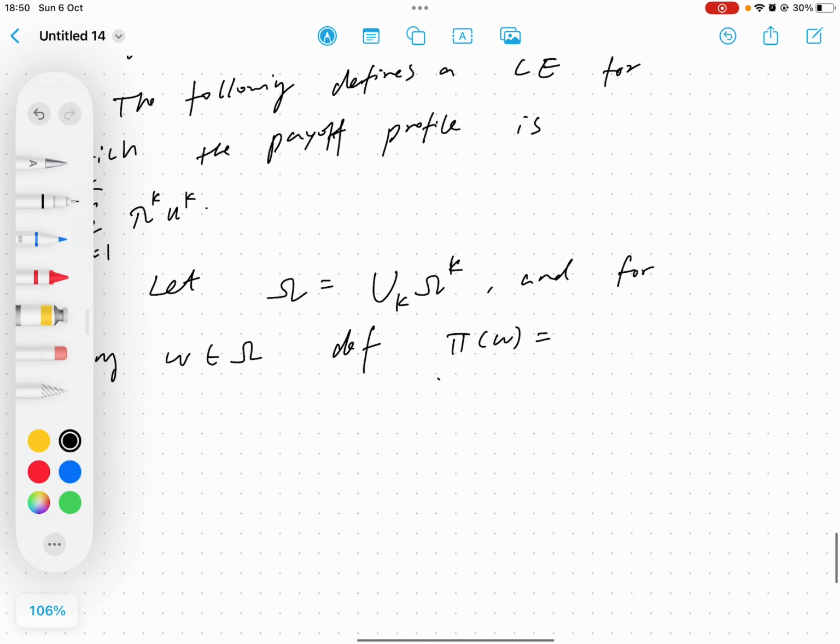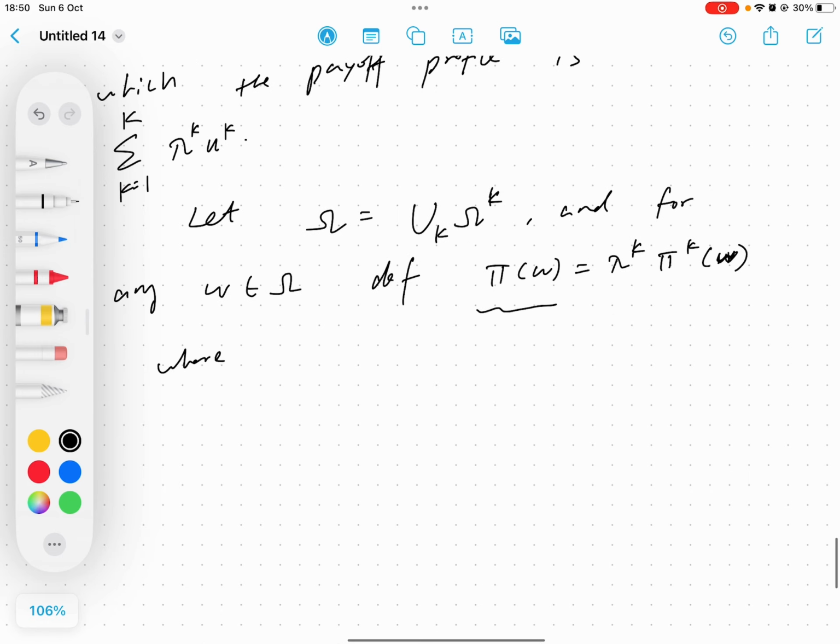So this pi of omega is the probability measure for this correlated equilibrium together, right? It is defined as pi^k of omega for each of those, times the corresponding weight lambda k, where k is such that omega is an element of omega^k.